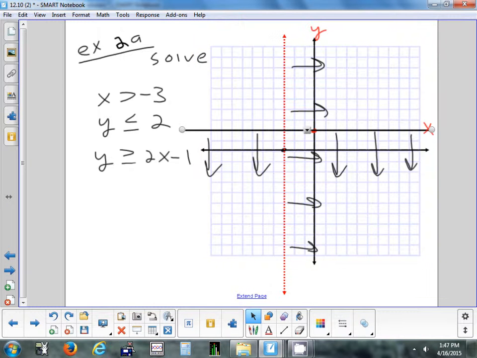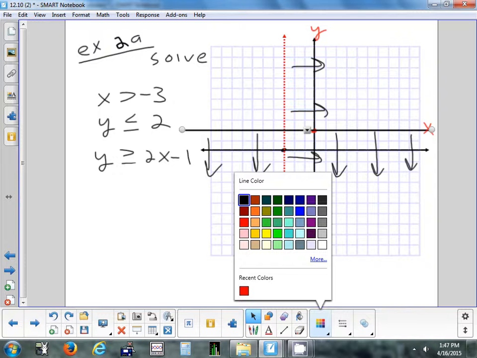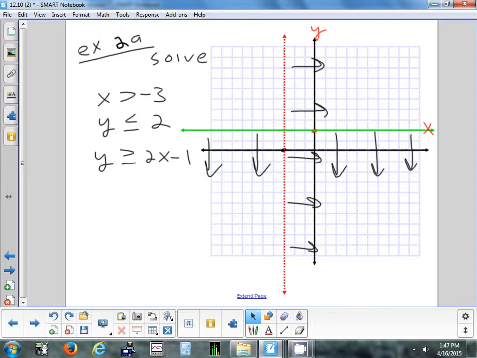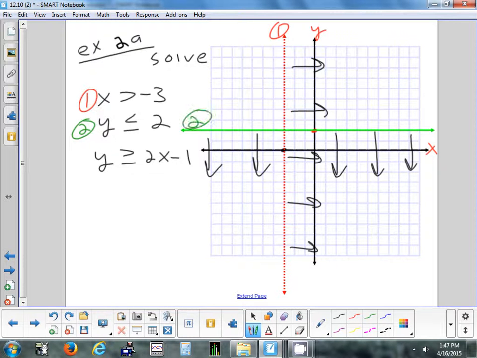It might help too, Mr. Hager, if you want to just number them. Put a 1 next to the inequality, then a 1 next to that line. Put a 2 next to the inequality, then put a 2 next to the line it represents. It does get a little confusing. So like Mr. Hager's doing, he's putting numbers, just so you can see. So equation 1, x is greater than negative 3, is the red, and then y is less than or equal to 2, that's the green line. All right? And Mr. Hager's going to do the next one blue.